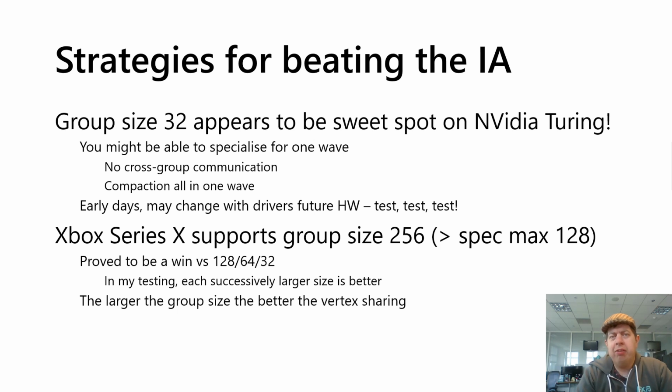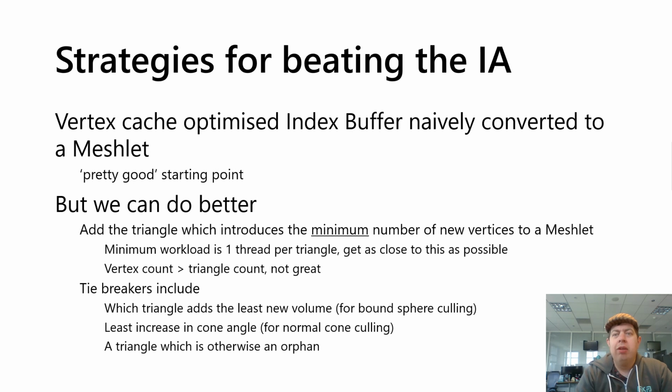The Xbox Series X actually supports group sizes up to 256, so this is larger than the specification maximum of 128. In my testing, 256 was in fact the best group size to go for, hands down. The reason for this was the larger your group size, the better the vertex sharing. In fact, if you had an infinite group size, you would only ever transform each vertex once. Clearly not practical for on-chip memory, but this is the reason why larger group sizes are working out better on the Series X.